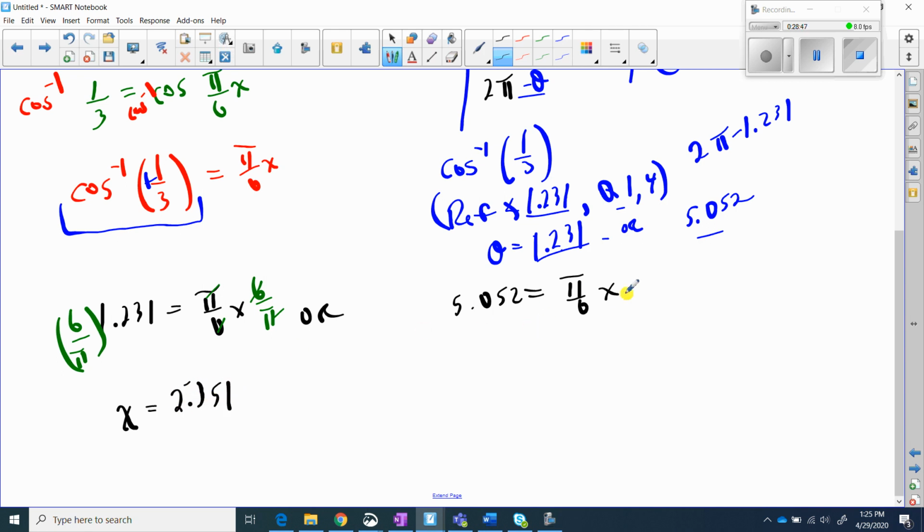Over here, do the same thing. Let's multiply by 6 over pi. It'll cross the 6 out and the pi out. Multiply here by 6 over pi, and I'm going to get 5.052. Multiply that by 6, and then divide that by pi. And I get 9.649.